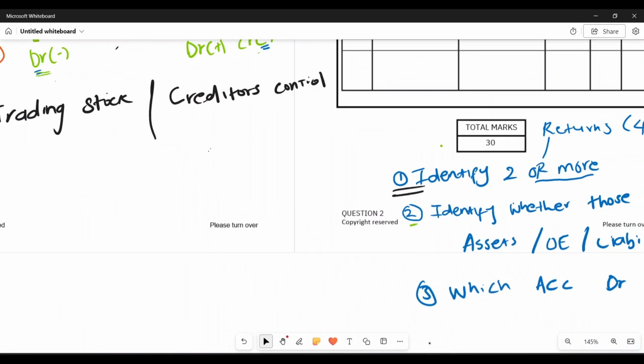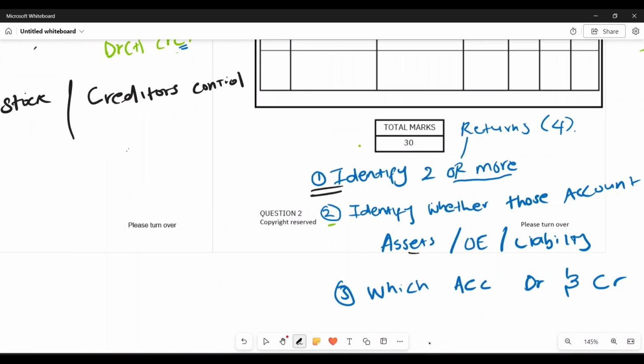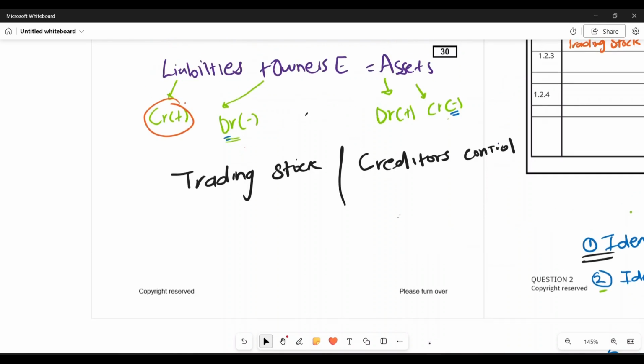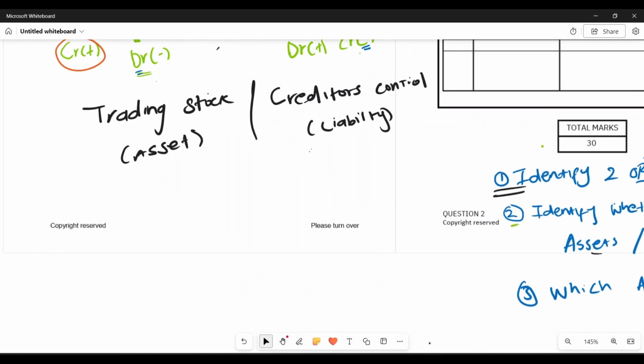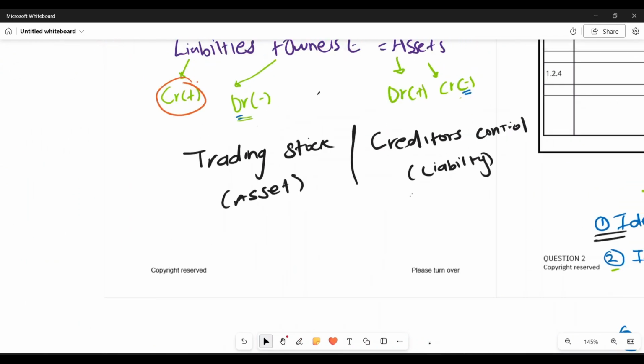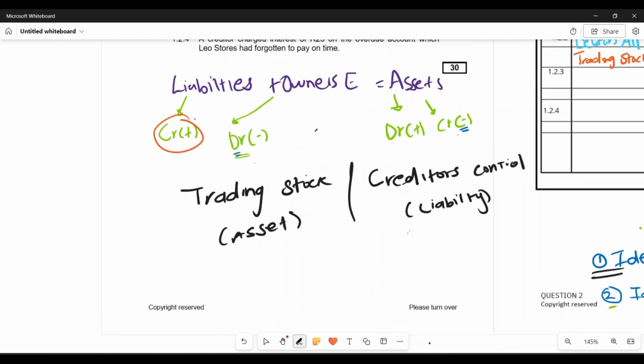Now, step 2, identify whether those accounts are asset, owner's equity, or liability accounts. Now, your trading stock is an asset account. Your creditor's control is a liability account. Now, which account would be debited, which account would be credited? When I buy trading stock, what happens to my trading stock? Does it increase or decrease? It increases. And remember, assets increase on your debit side. So this account would be the account that will be debited.